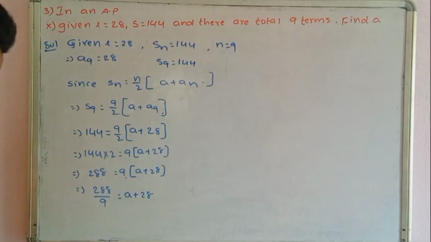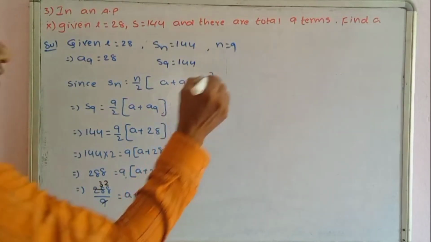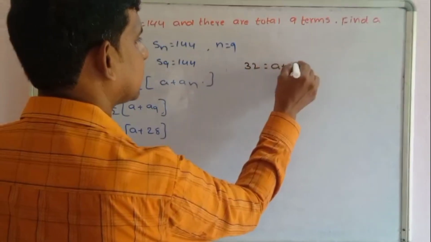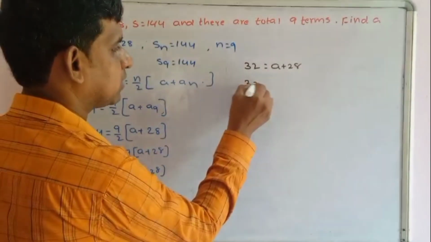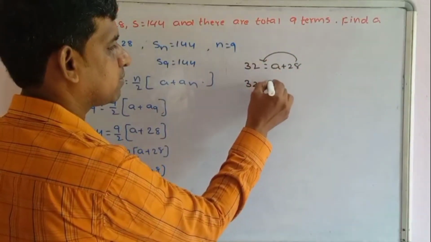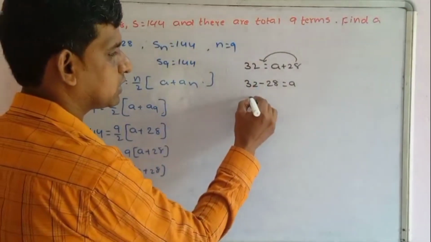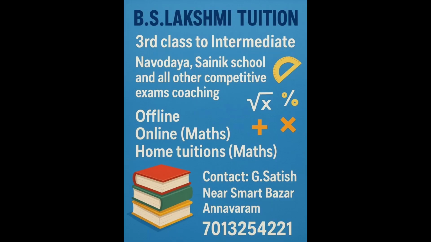See here, 9 3s are 27, 9 2s are, so 32 times. So 32 equals to A plus 28. So now we will find the value of A. 32, 28 transposes to the left side as minus 28, equals to A. 32 minus 28 is 4. Therefore, the value of A is 4.